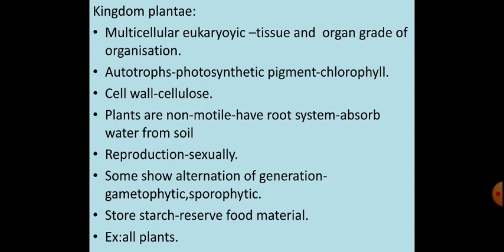Coming to reproduction, they reproduce sexually, that is, they have a sexual method of reproduction, with formation of gametes. Some plants show alternation of generation, which involves two generations, namely gametophytic and sporophytic. What is gametophytic and sporophytic? I'll teach you in the coming chapter. There is alternation in generation, that is gametophytic and sporophytic. Then they store reserve food material.